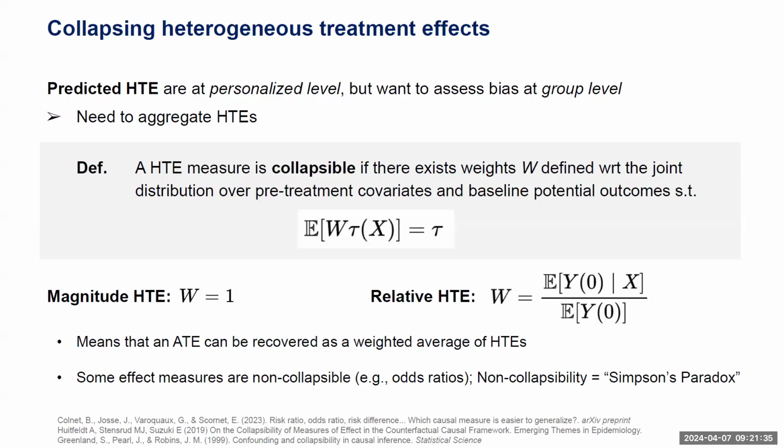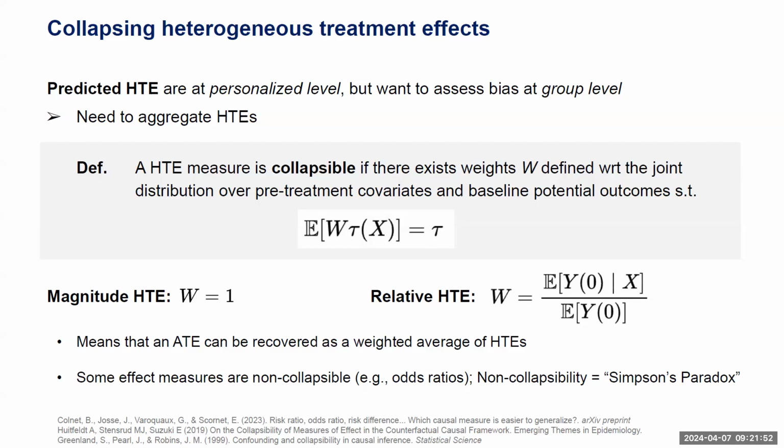Okay, so what is then the problem? Well, the problem is that the predicted heterogeneous treatment effects are at the personalized level, but we want to assess bias at the group level, right? So we need some way of aggregating our individual treatment effects at the group level.